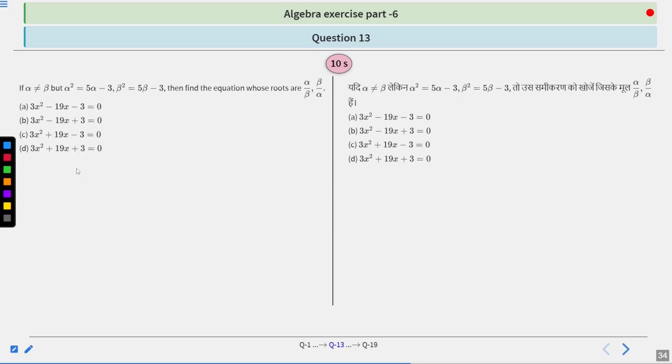Option B, 3x square minus 19x plus 3 equal to 0. Option C, 3x square plus 19x minus 3 equal to 0. And option D, 3x square plus 19x plus 3 equal to 0. These are the options.